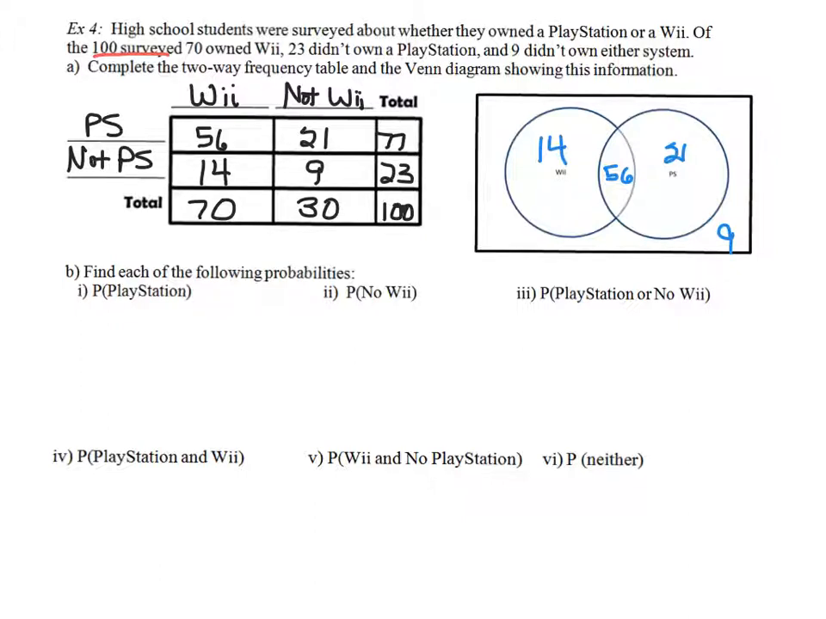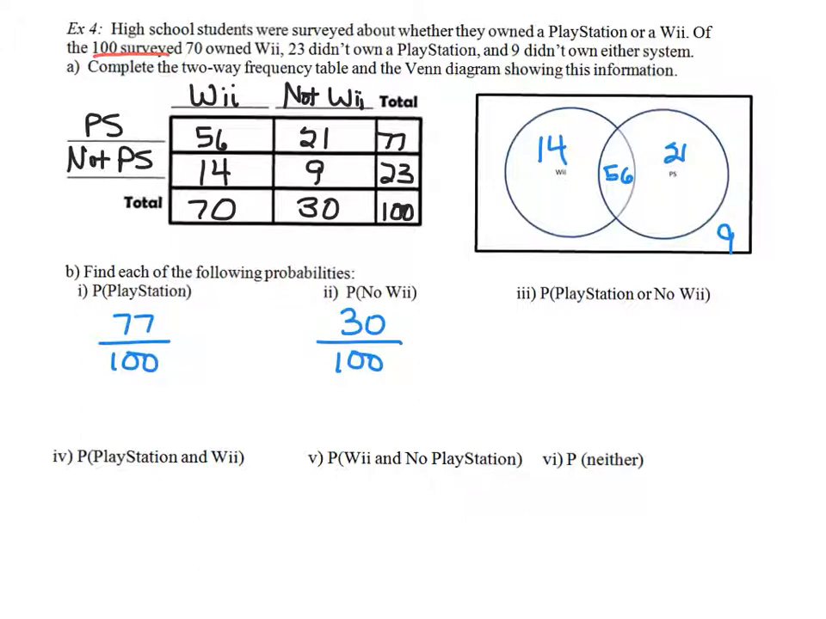So now we can figure out our probabilities either by looking at the table or by looking at the Venn diagram. So the probability of having a PlayStation, altogether there are 77 students who have a PlayStation out of the total 100 students altogether. Probability of no Wii, there are 30 students that do not have Wii out of 100 students altogether. And again, all of these could be converted over to decimals.